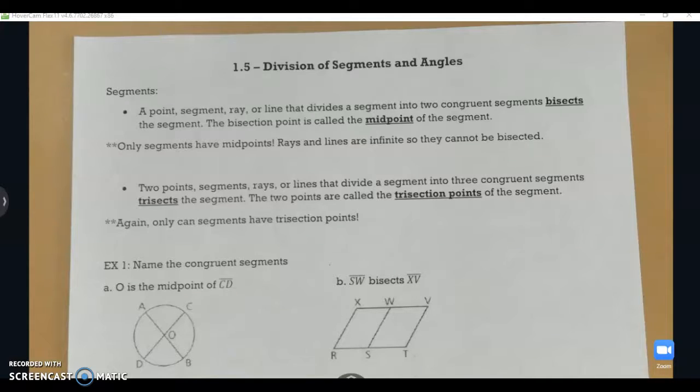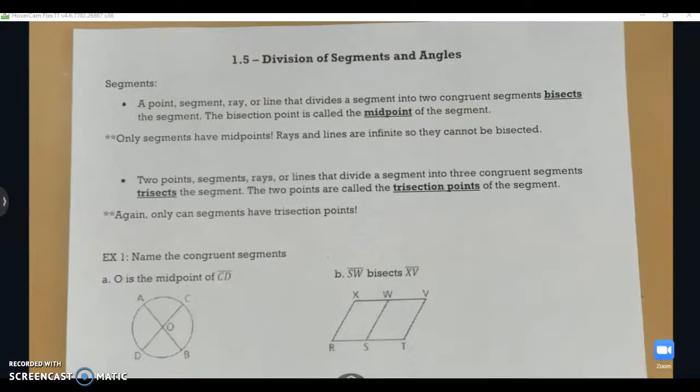Now, only segments can have midpoints because rays and lines are infinite, so they cannot be split into equal pieces, because one piece is always going to be going off infinitely. And then we can use 2 points, segments, rays, etc. to divide a segment into 3 congruent parts, and that trisects the segment, and then we have what's called trisection points. And then again, only segments can be trisected because rays and lines are infinite.